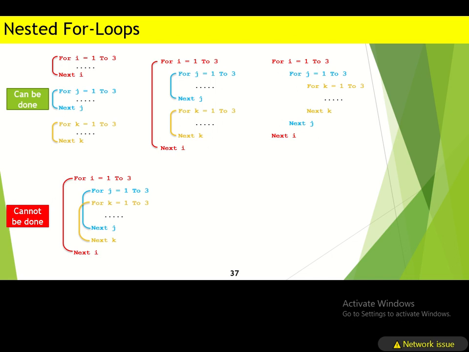Is this nested? Yes. How many levels? 3 levels. Okay. I starts, j starts, k starts, and then i ends. Possible? Not possible. Again k and then j, then i.